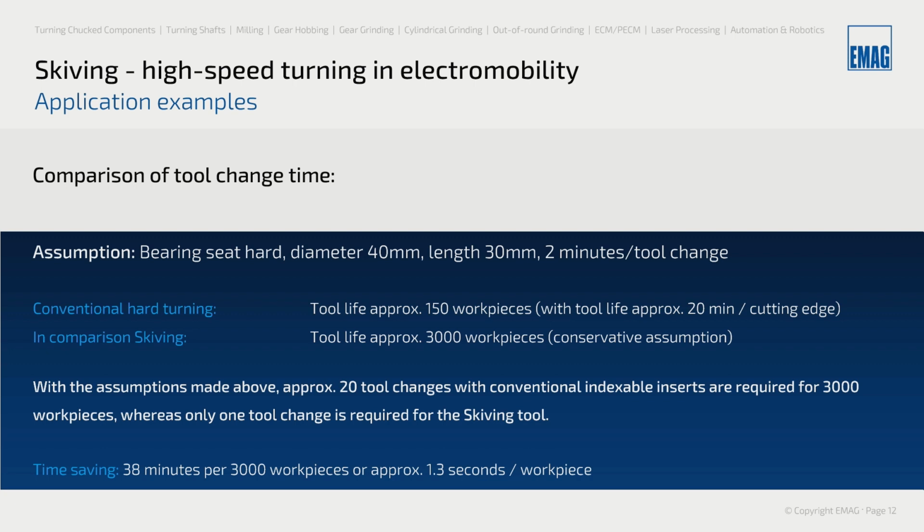This is a very conservative assumption. And with this calculation, to get it more easy, we calculate for the 3,000 work pieces what we can do with a skiving insert, and for this you would need 20 tool changes for a conventional insert. And if you look for the time what you can save, this would be 38 minutes for these 3,000 work pieces, or approx 1.3 seconds for one workpiece.